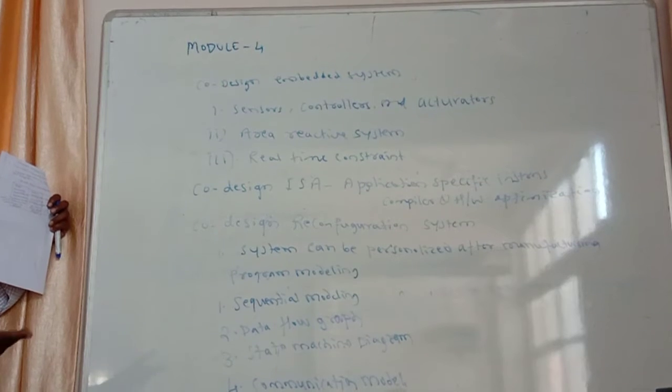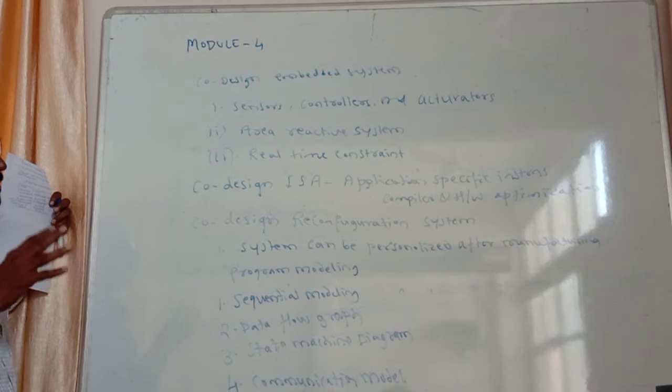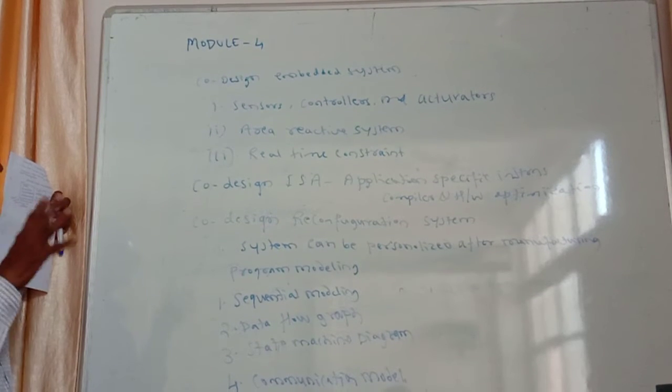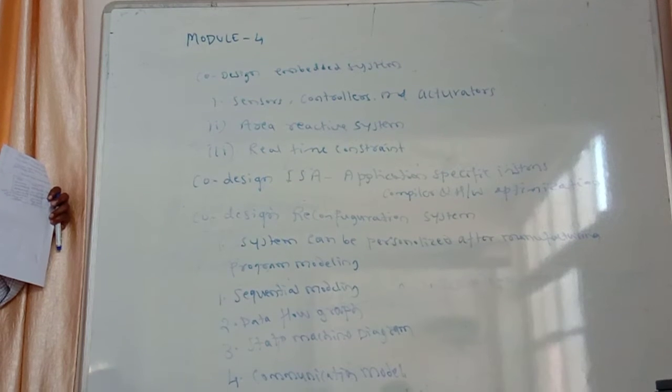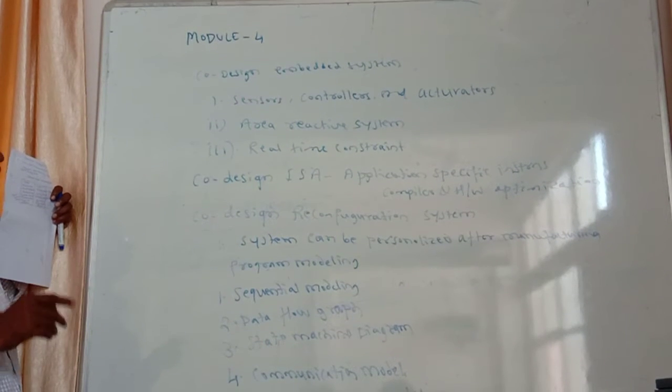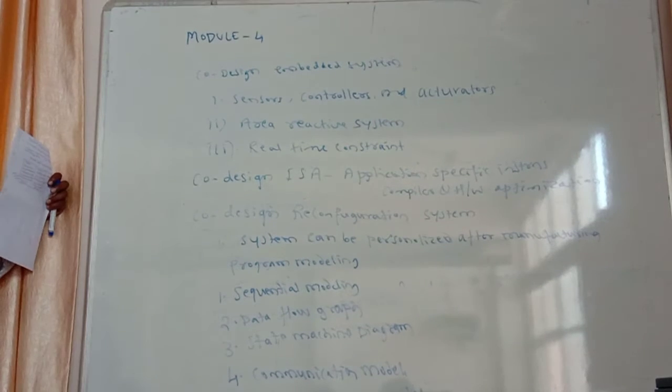And another is actuators. Actuators are basically the major function, output and input. Controllers act by using the actuators. They are specially for controlling the outputs and inputs. Actuators are most useful. And another important area is reactive system.